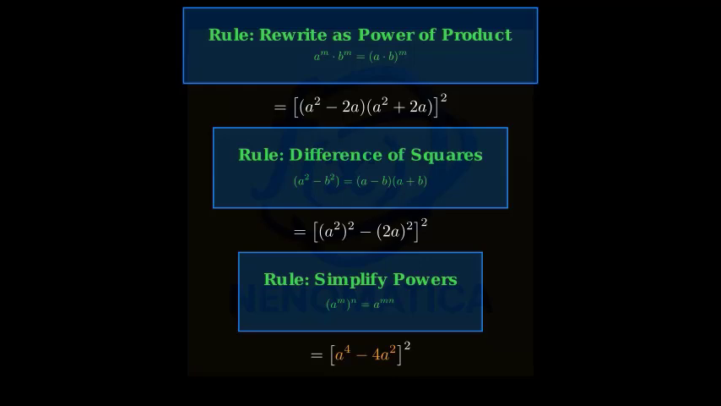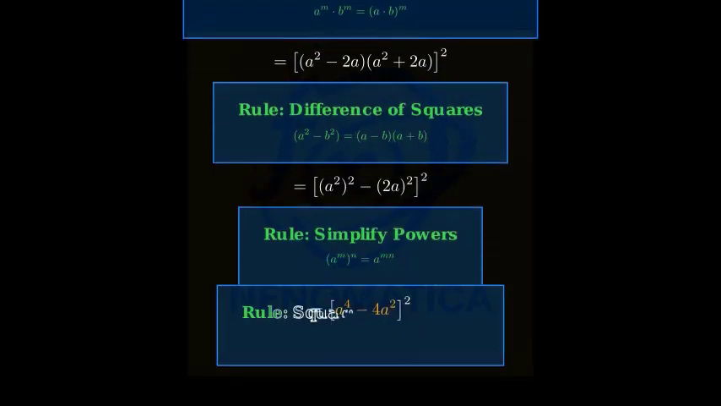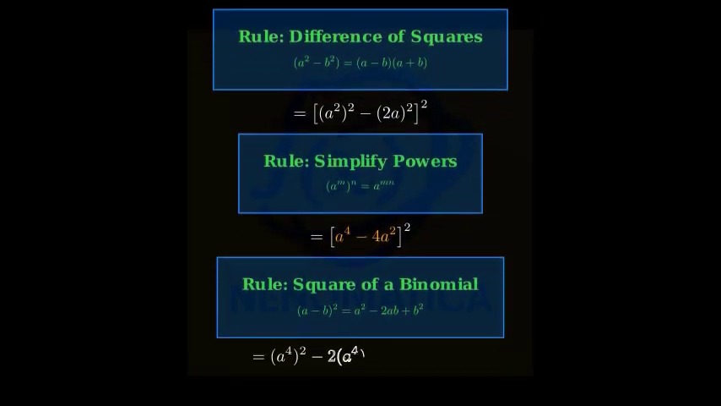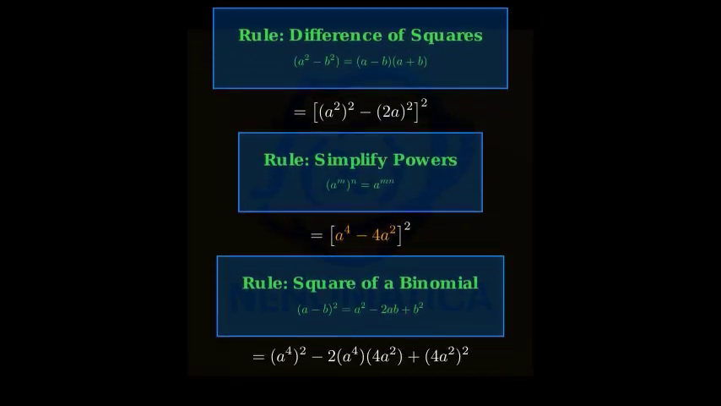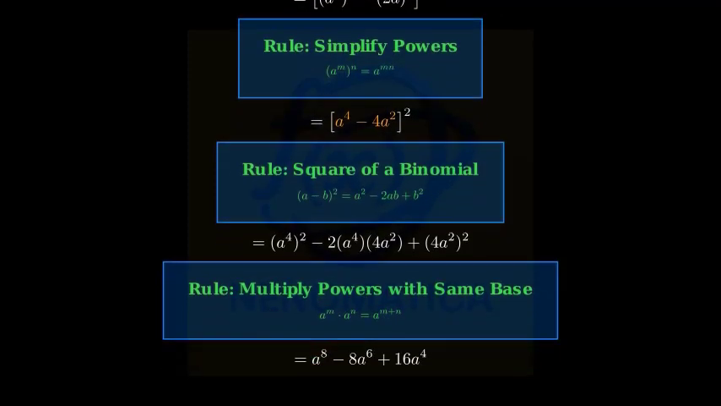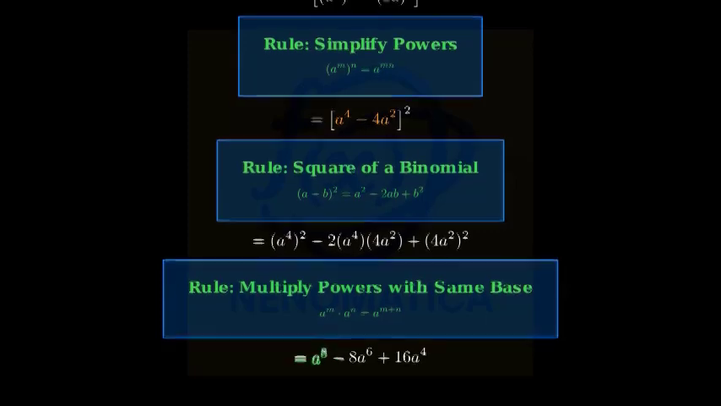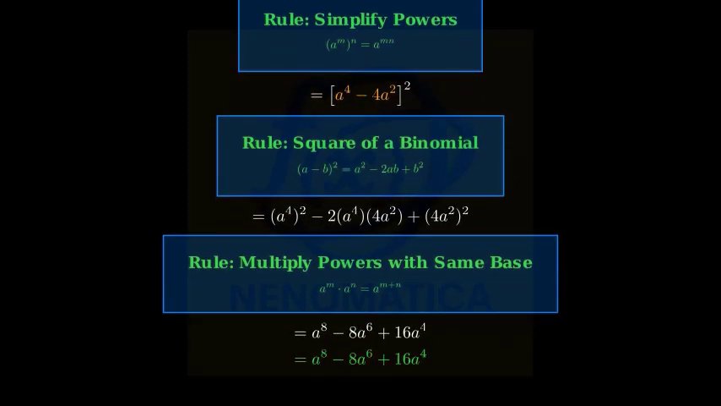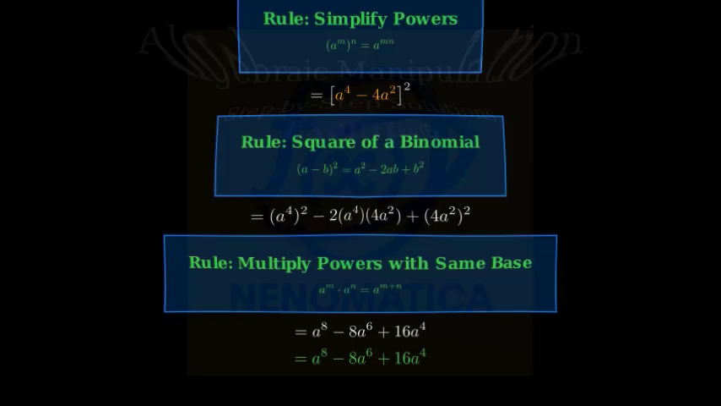Now, we need to expand the square of this binomial. Using the square of a binomial formula, (a - b)² equals a² - 2ab + b². We can expand (a⁴ - 4a²)². Let's simplify each term in this expression. (a⁴)² is a⁸. 2 times a⁴ times 4a² is 8a⁶. And (4a²)² is 16a⁴. So our final answer is a⁸ - 8a⁶ + 16a⁴.